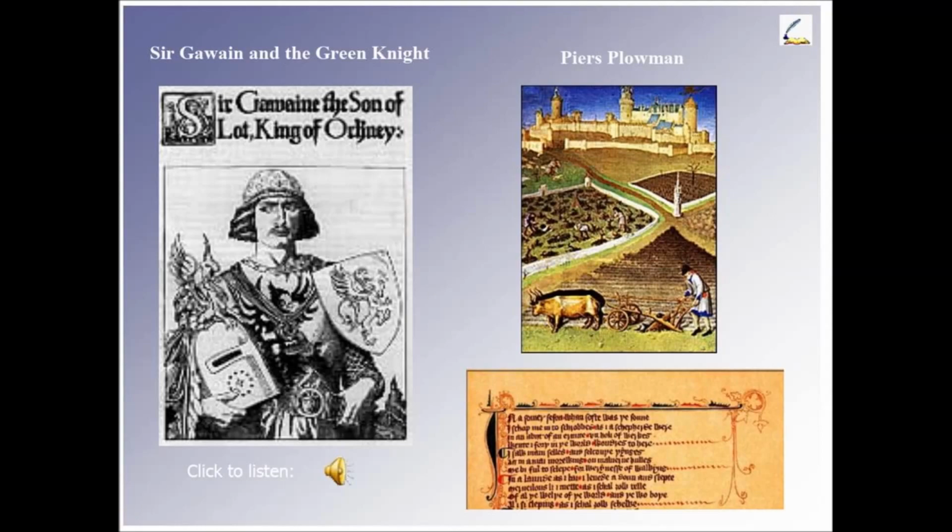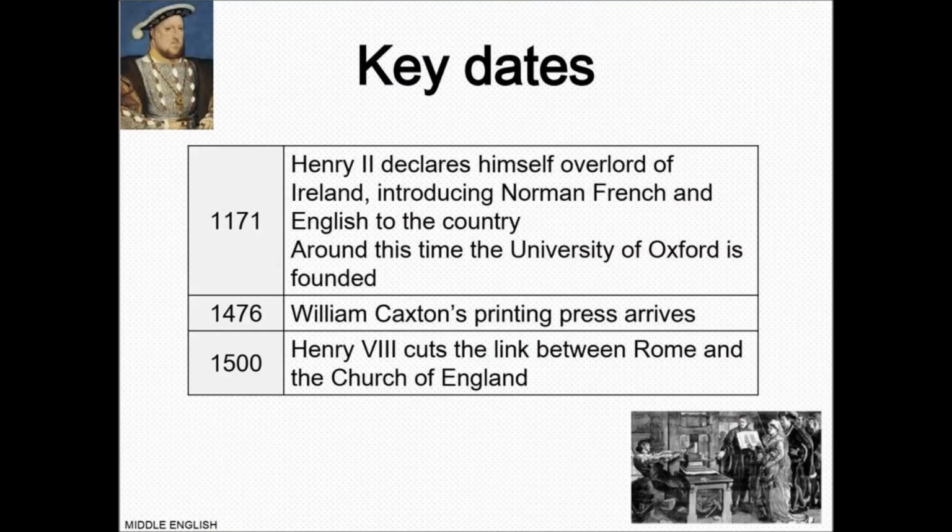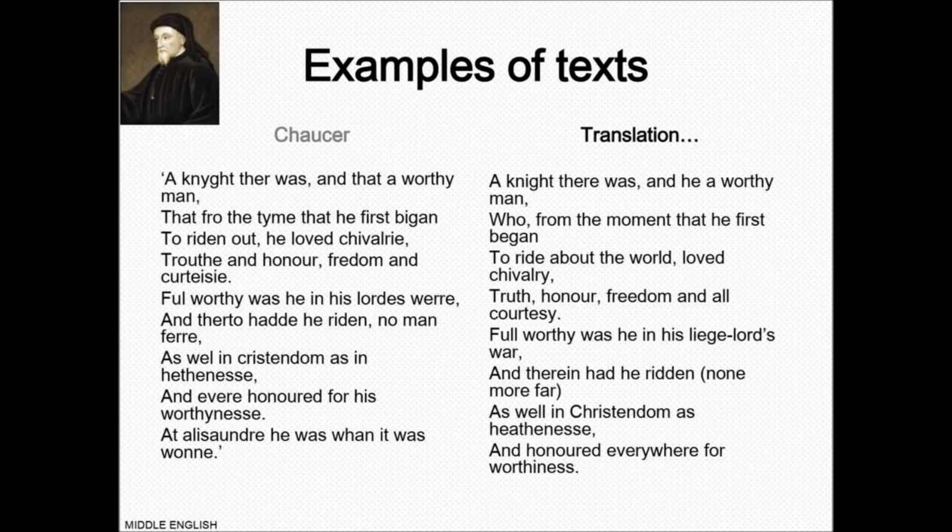Some of the key dates of this particular period are 1171, when Henry II declares himself overlord of Ireland, introducing the Norman French and English to the country. And around this time, the University of Oxford is founded. 1476, a very important year, when William Caxton's printing press arrives. 1500, when Henry VIII cuts the link between Rome and the Church of England, the beginning of Protestantism.